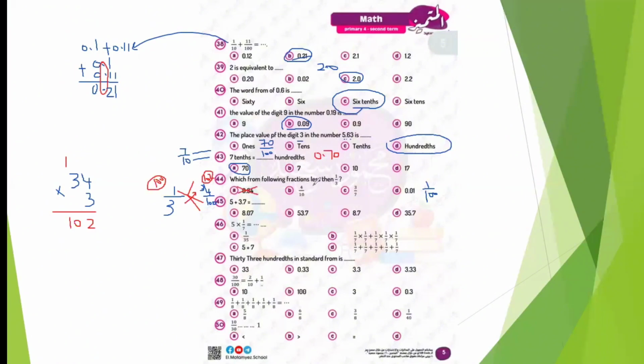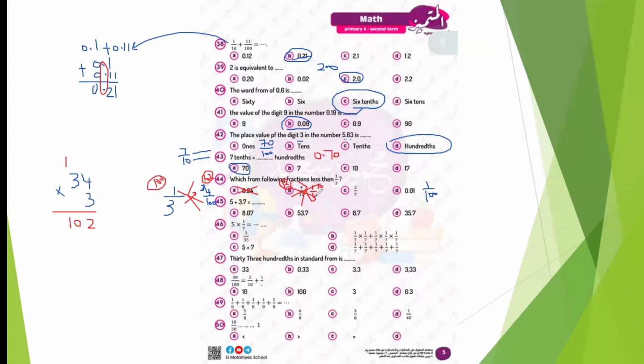Let's compare 4 out of 10 with 1/3. 3 times 4 equals 12. I'll put it here in a circle. 10 times 1 equals 10. Which is bigger? 12 is bigger than 10. So 4 out of 10 is bigger. And he wants a number less than 1/3.